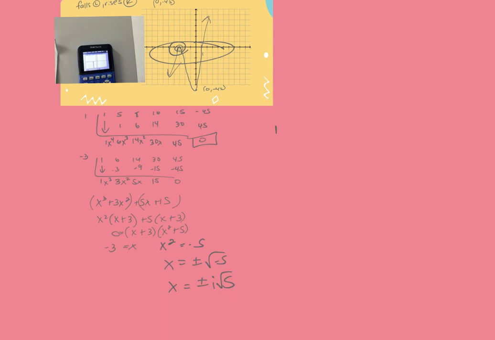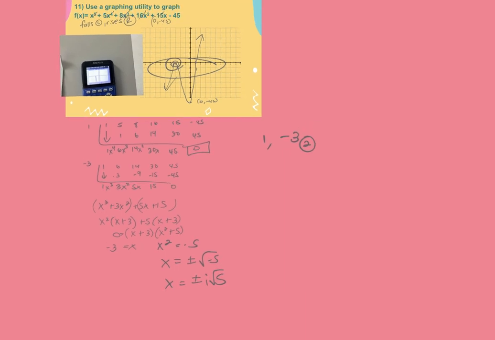So we had a 0 at 1 with a multiplicity of 1. We had a 0 at -3 with a multiplicity of 2. And then the other roots were not real roots. And then our y-intercept was 0, -45.